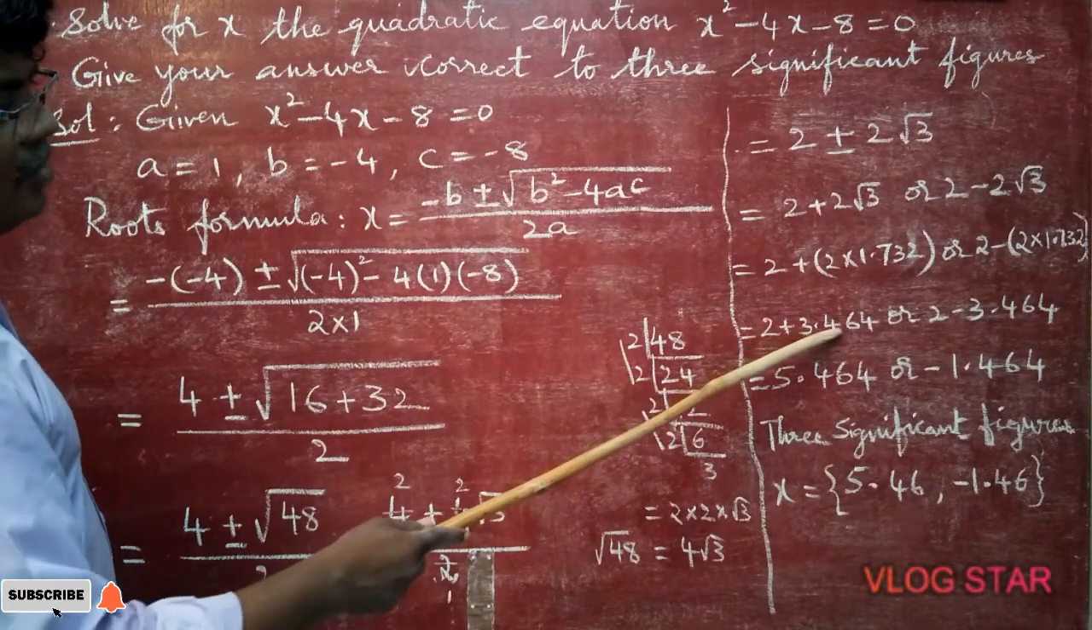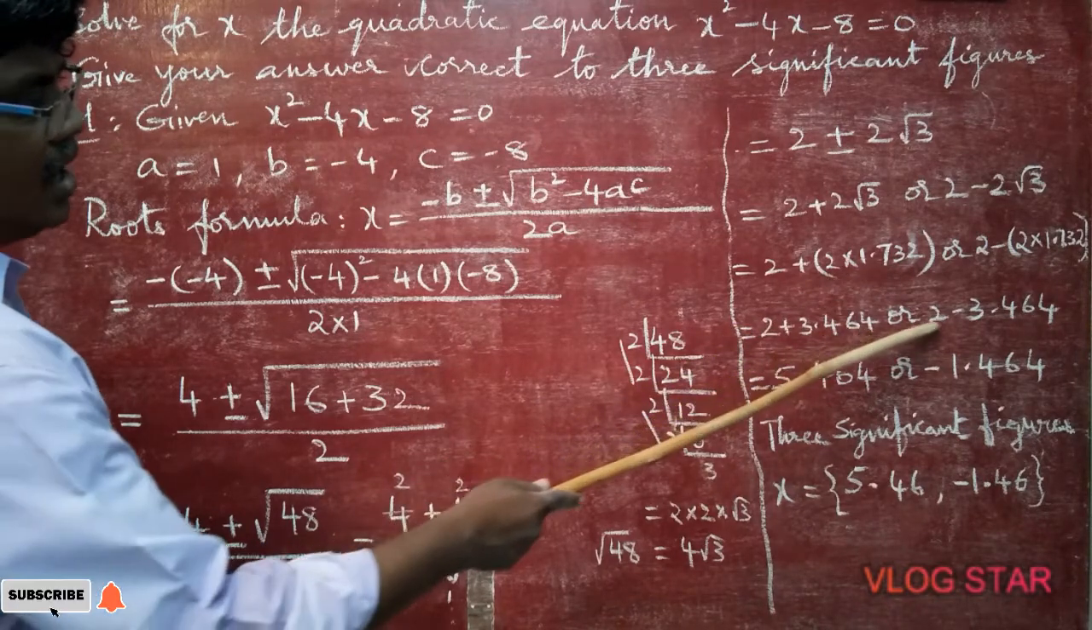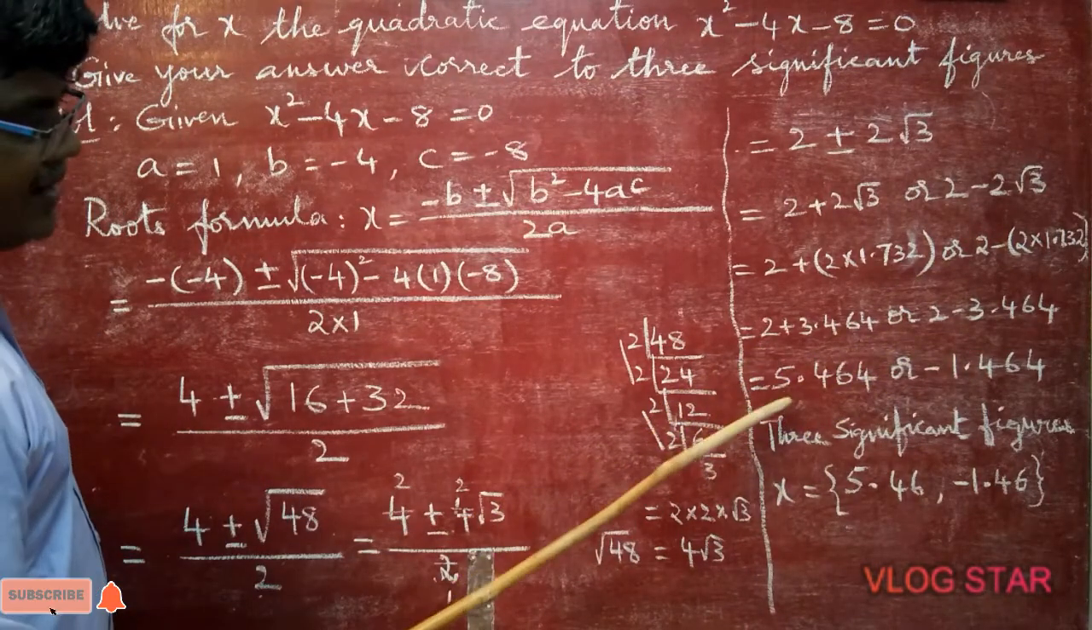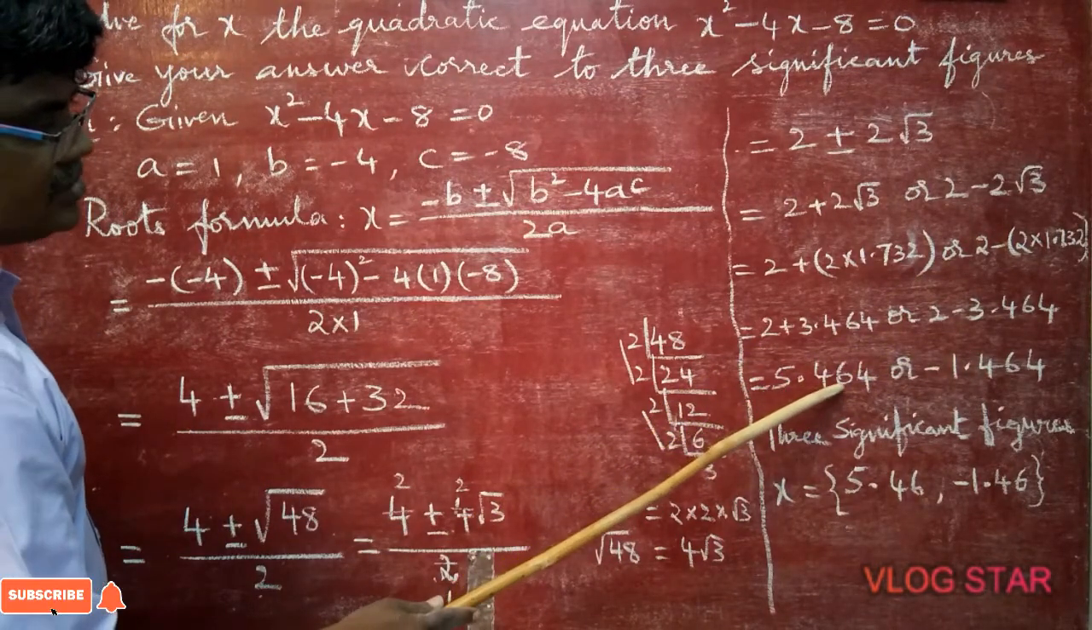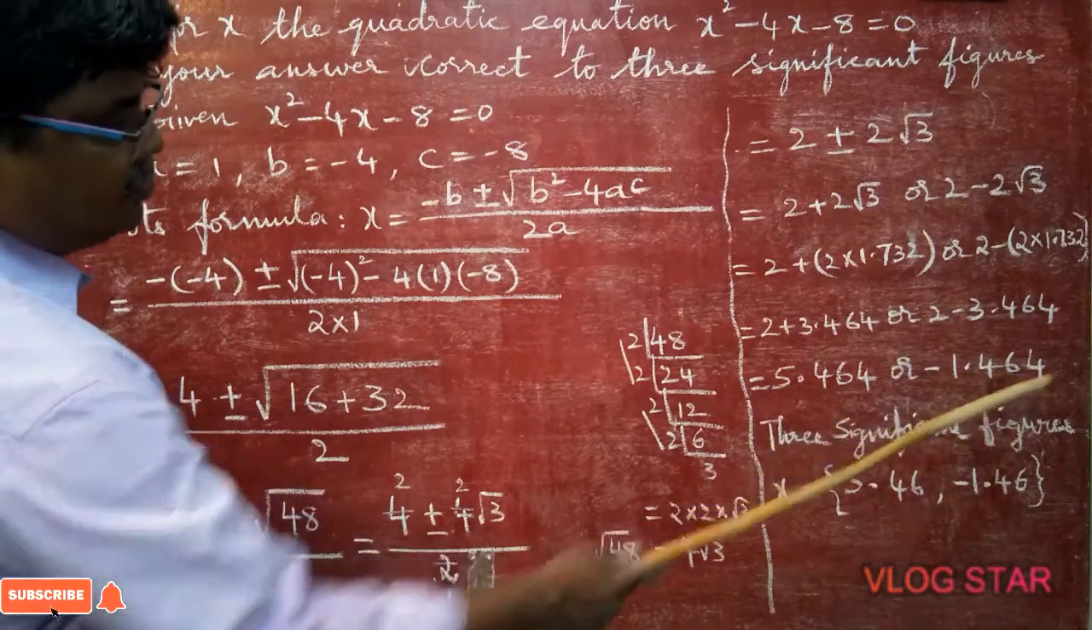2 plus 3.464, if you multiply this one, 3.464, or 2 minus. One time you are adding, one time you are subtracting. When you add, you will get 5.464. When you subtract it, minus 1.464.